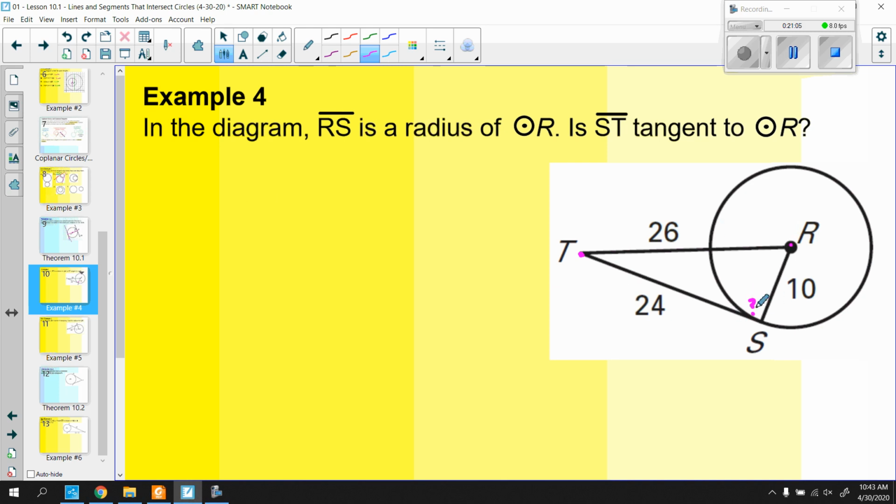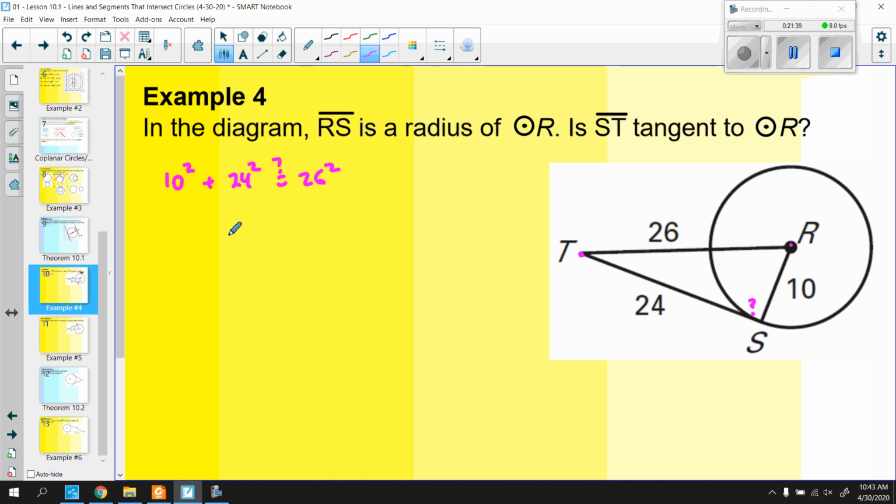So if all this is true, which we're assuming it's true, in order for this to be a right angle, what would have to be true? Well, we're coming off a chapter where we worked really exclusively with right triangles. If this is truly a right triangle, which we can prove that it either is or it isn't, if 10 squared plus 24 squared happens to equal 26 squared, then I can guarantee you that this is a right triangle. Therefore, yes, ST is tangent to circle R.